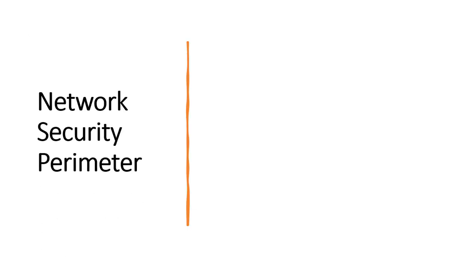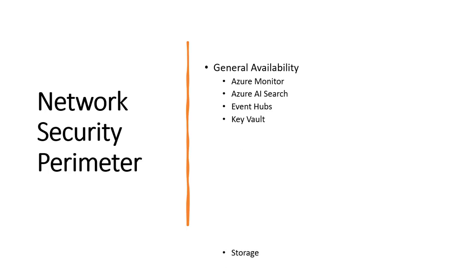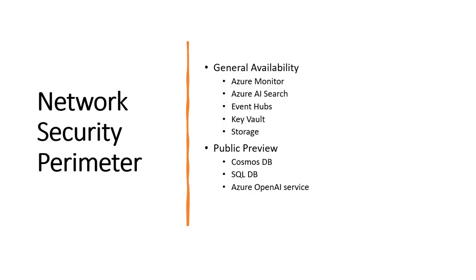If we look at what's available as part of network security perimeter at the minute, you've got a couple of services that are GA. At the minute you've got Azure Monitor, AI Search, Event Hubs, Key Vault, and Storage, and in public preview you've also got Cosmos DB, SQL DB, and Azure OpenAI.